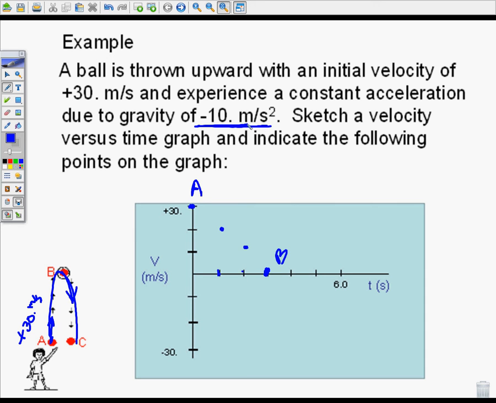What's the velocity going to be after the next second? Negative 10. Negative 20. And then right before the person catches it right here, how fast is it going to be going? So if we draw the line, and this point down here is C. And how would you illustrate the person catching it?